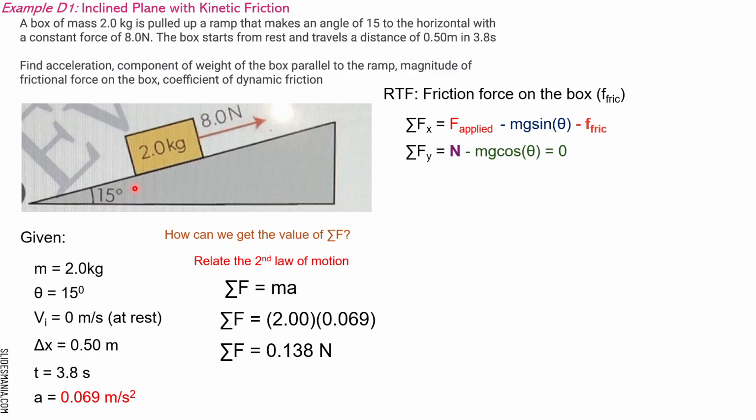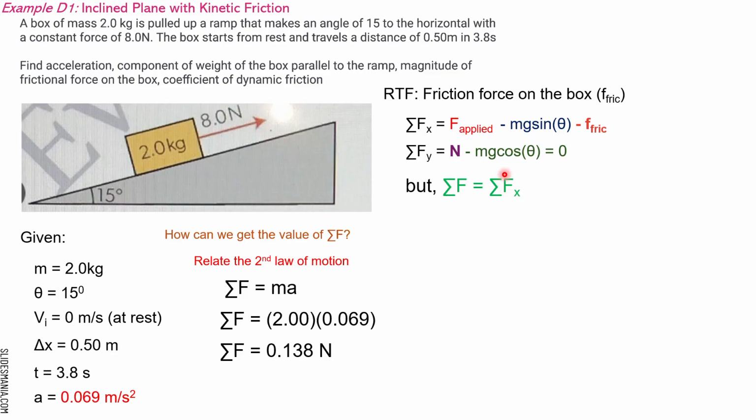Notice how it is significantly less than the applied force of 8 newtons. So this means that the frictional force that the ramp applies on the box and the parallel component of the weight to the ramp, when combined, actually decrease the applied force by a significant amount, which leads us to this value of 0.138 newtons, which is relatively smaller than the original applied force of 8 newtons.